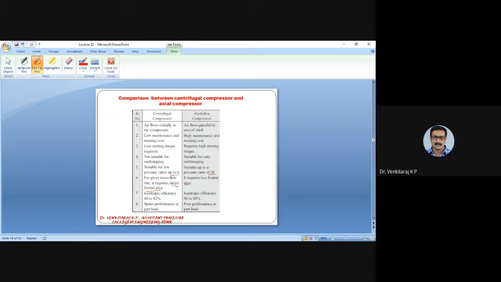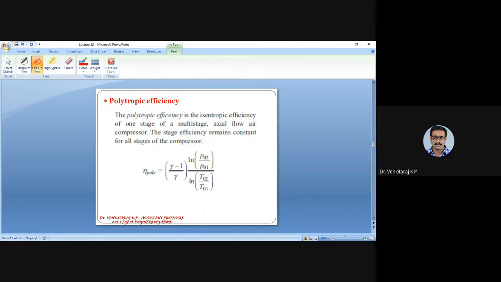Then part load performance: better performance at part load in a centrifugal compressor. Even if the load on the compressor is reduced, it gives better performance, whereas the performance at part load is poor for an axial flow compressor. So these are some comparisons that you can list out between the axial and the centrifugal compressors.